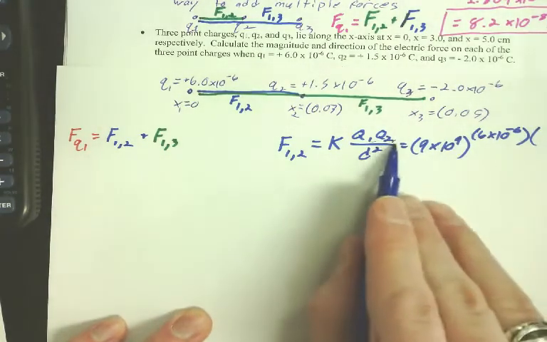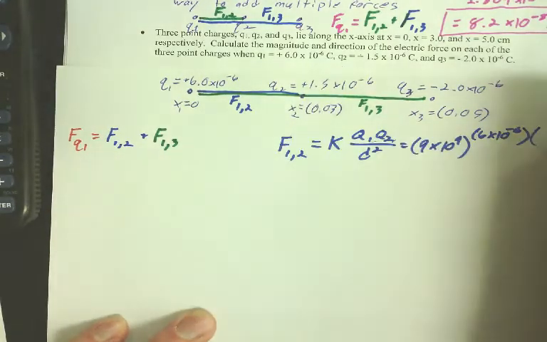And Q2 is going to be Q2, which is 1.5. Again, notice I'm not putting any signs in. We'll get to that later. Oh gosh, ran out of room. Negative 6, there it is.